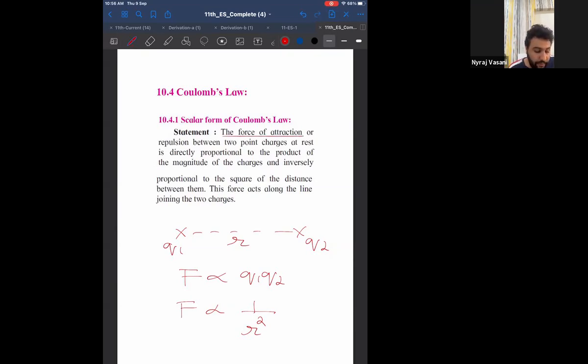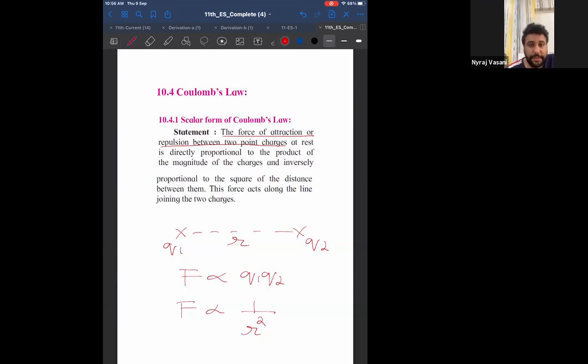The force of attraction or repulsion between 2 point charges. Why did he say attraction or repulsion? Why didn't he say only attraction, or only repulsion? Can anyone tell me? Because if one charge is positive and the other is negative, then it will attract, and if both are the same, it will repel. Excellent answer, perfect answer.